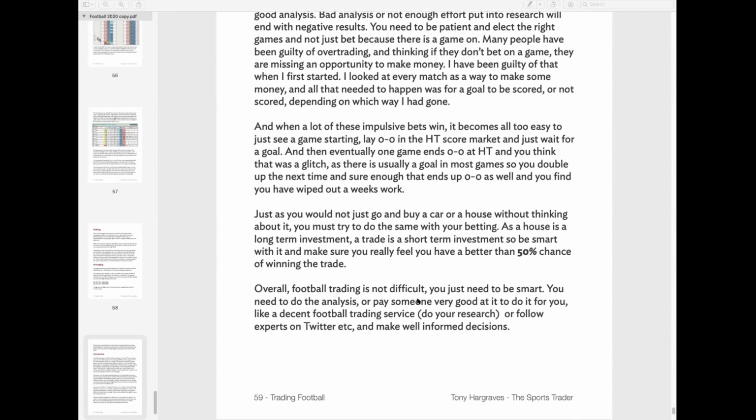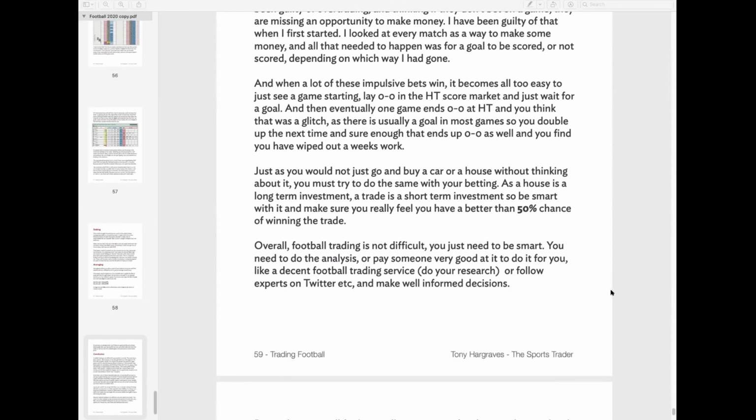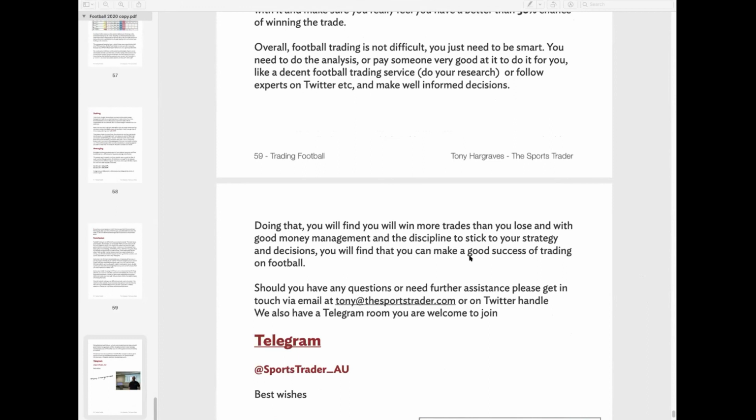That's what happens. So overall, trading football is not difficult. You just got to be smart. You need to do the analysis or pay someone very good to do it for you, like a decent football trading service. There are some where you can follow experts on Twitter or just hang in our football room, follow Norbert, follow me, people that are making bets, and we'll put them in there for you free of charge, just to go, there you go, we're doing that one, jump on. If you do that, you'll find that you're going to win more trades than you lose. And with good money management and a bit of discipline and sticking to your strategy, you're going to find that you can do it.